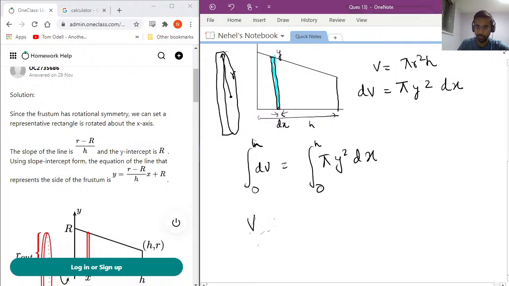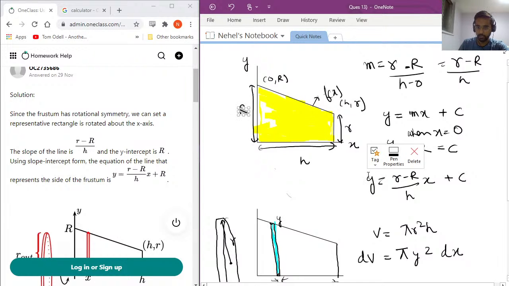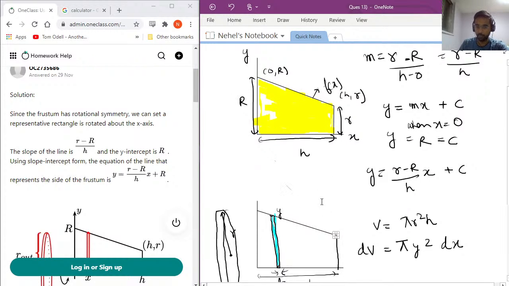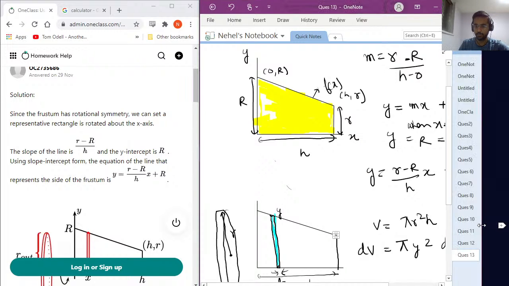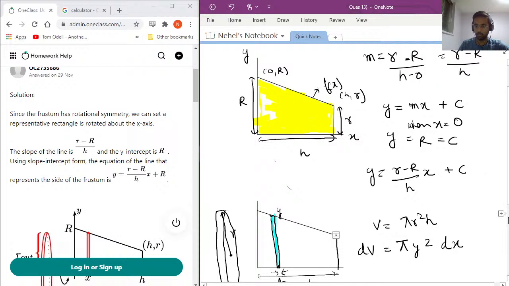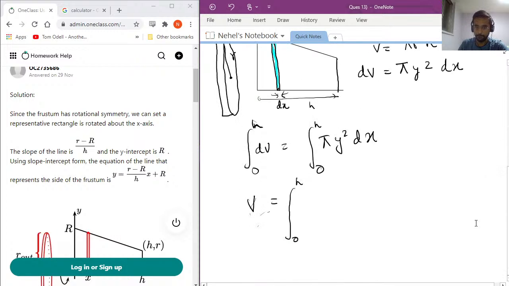So the left hand side is very easy, it becomes big V, but on the right hand side, we already know what y is from the equation above. We know y is equal to this, so we can substitute that and start performing our integration calculation. Okay. So pi, which is a constant, can come out of the integral, and then this becomes (r minus R over h times x plus R) whole square times dx.